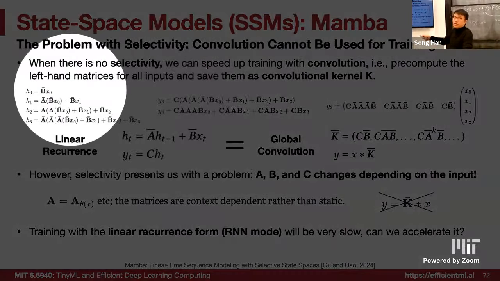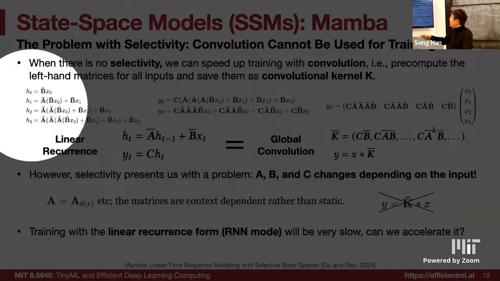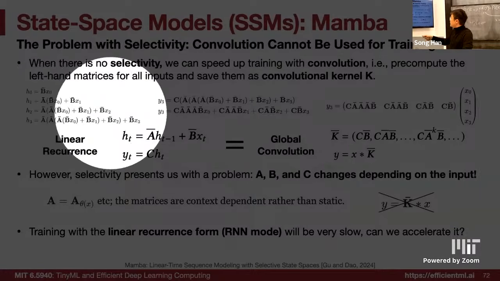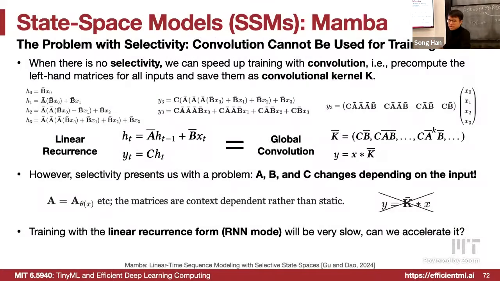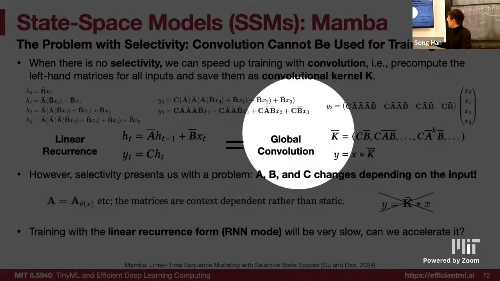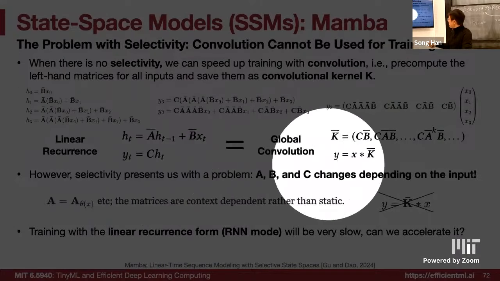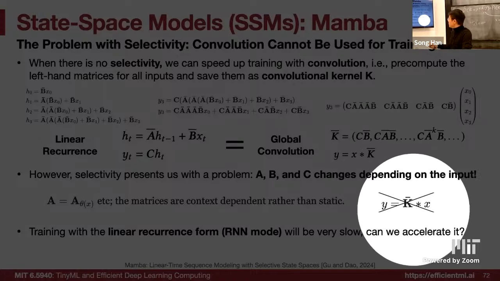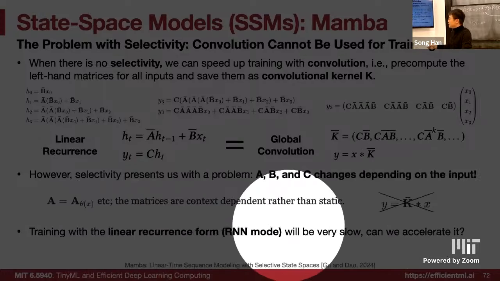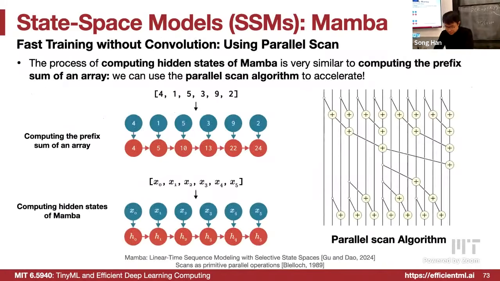Previously, since you have no nonlinear function and ABC is constant, you can expand H1, H2, H3 recursively and implement that as a convolution very easily. So linear recurrence can be implemented with global convolution. However, with selectivity, the ABC will change depending on the input, so it can no longer be implemented by convolution. So how do we solve this problem of slow training?